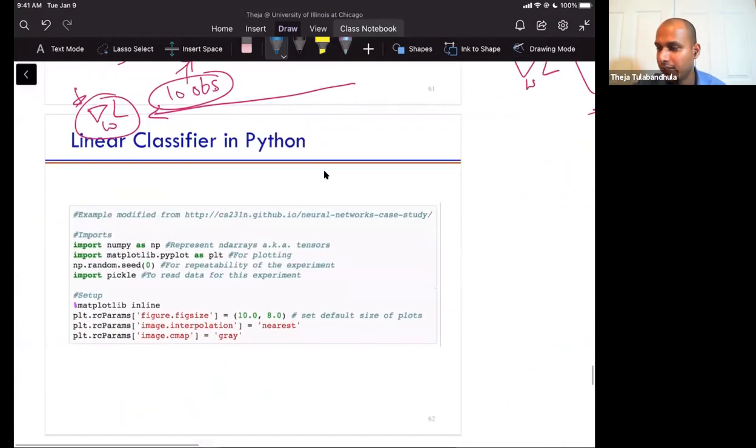Okay, so now I want to switch over to the last part of this lecture and the first part of the next lecture, which is just about looking at Python and getting a feel for a linear classifier in Python. So we'll do that now, and we can revisit some of the questions that you may have.